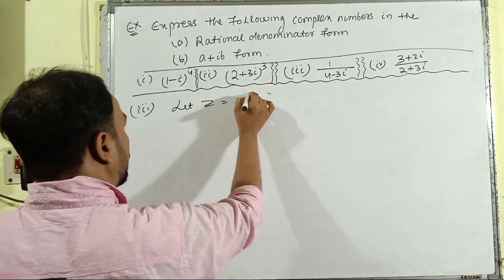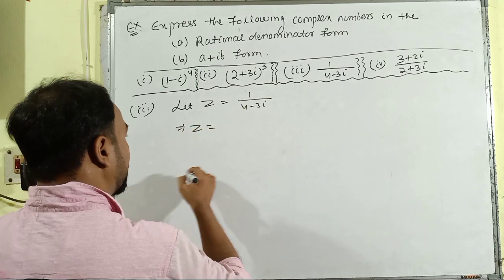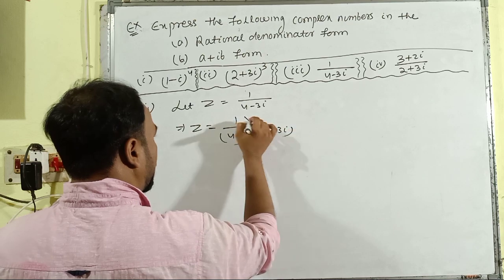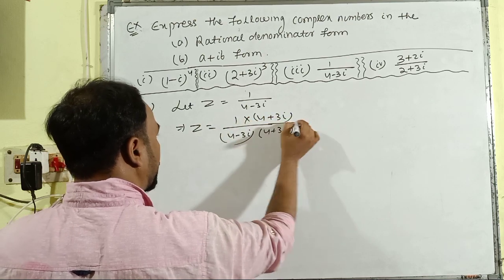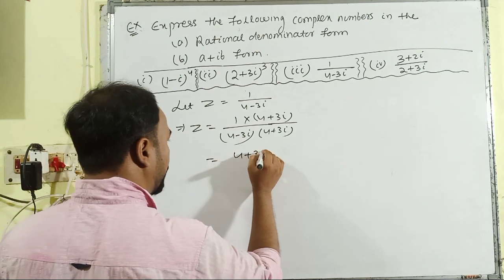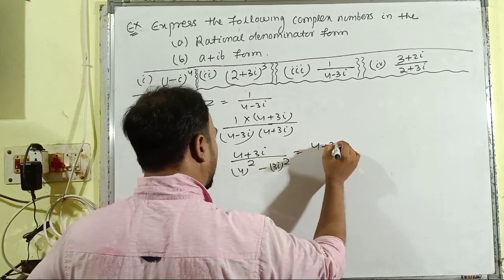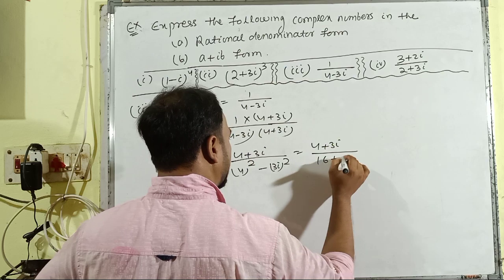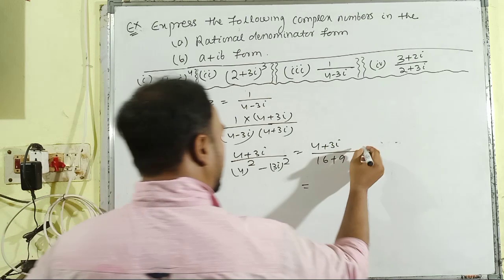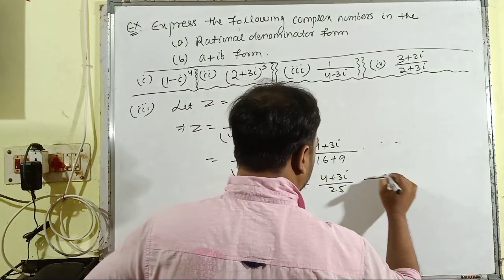Let z is equal to 1 upon 4 minus 3i. Then it can be simplified by multiplying by the conjugate of the denominator. So it is 4 plus 3i multiplying in the numerator as well as in the denominator. So it will be 4 plus 3i divided by 4 square minus the whole square of 3i, then 4 plus 3i divided by 16 plus 9, that is 25. Okay, now 4 plus 3i divided by 25. This is the rational denominator form.